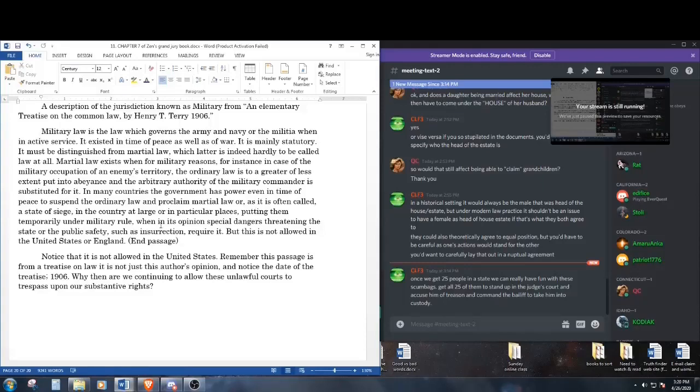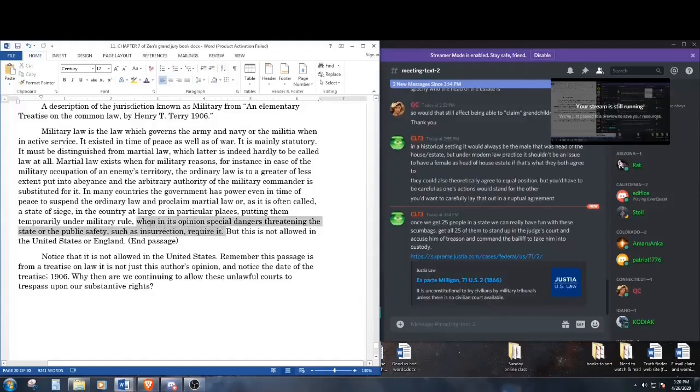In many countries, the government has power, even in time of peace, to suspend the ordinary law and proclaim martial law, or, as it is often called, a state of siege. Another interesting book you could read, Siege, but anyway, I digress. In the country at large, or in particular places, putting them temporarily under military rule, when, in its opinion, special dangers threatening the state or the public safety, such as insurrection, require it.